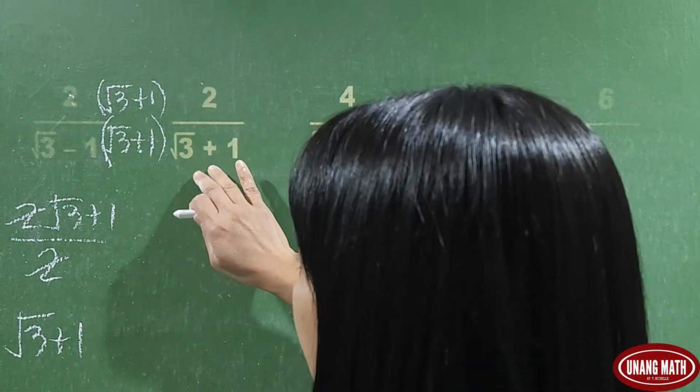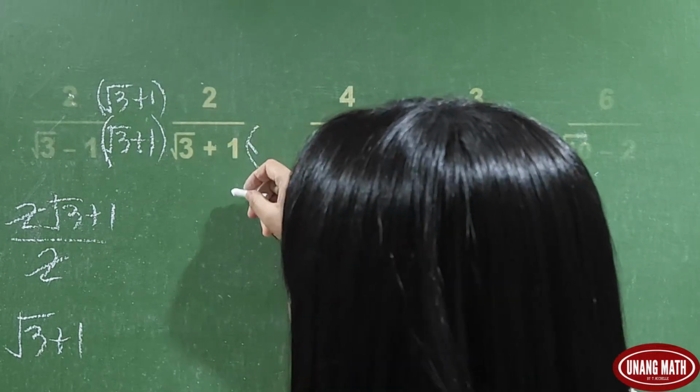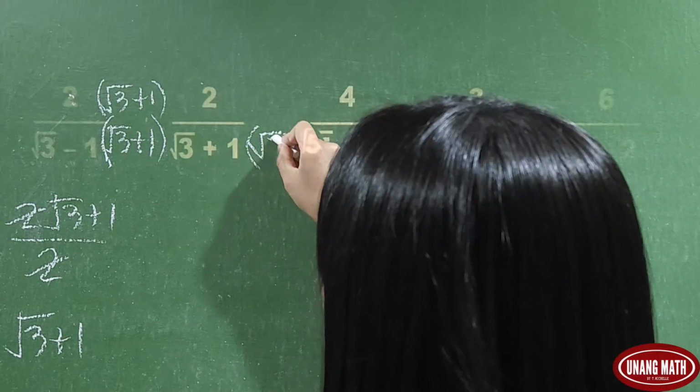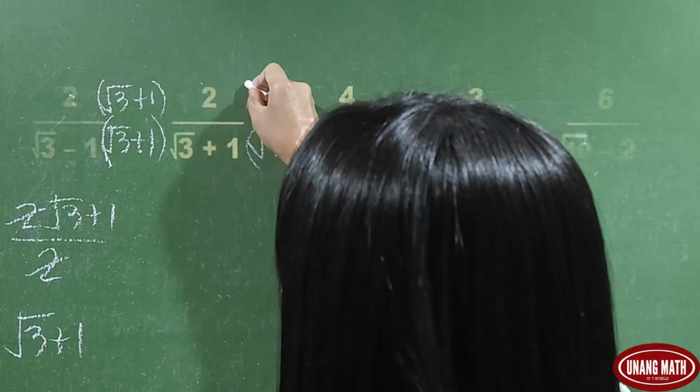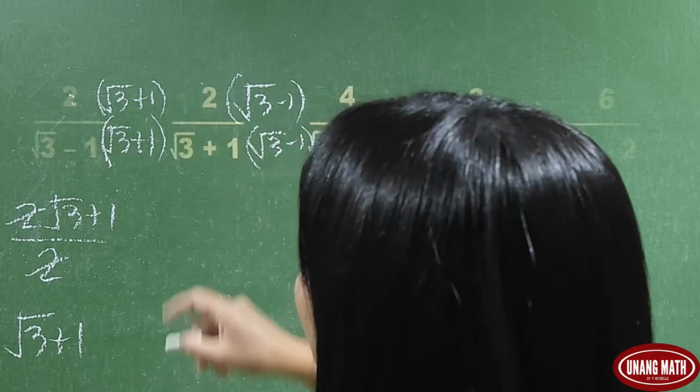Okay, what about for the second fraction? So to rationalize, we need to multiply by square root of 3 minus 1. Here is also times square root of 3 minus 1.